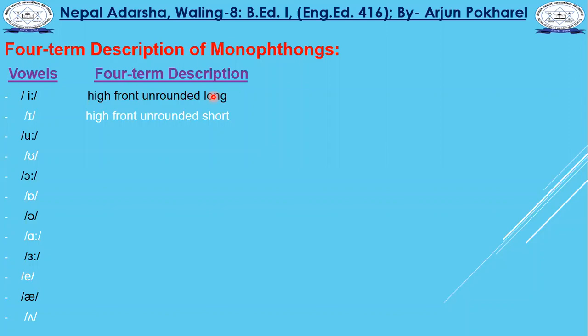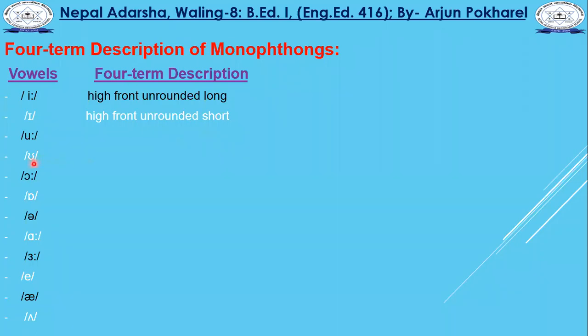Can you do the description of all other vowels? And this U is what? High. Is it front? U is back. And is it rounded or unrounded? Rounded. And is it short or long? Long. In this way you can show the distinction.